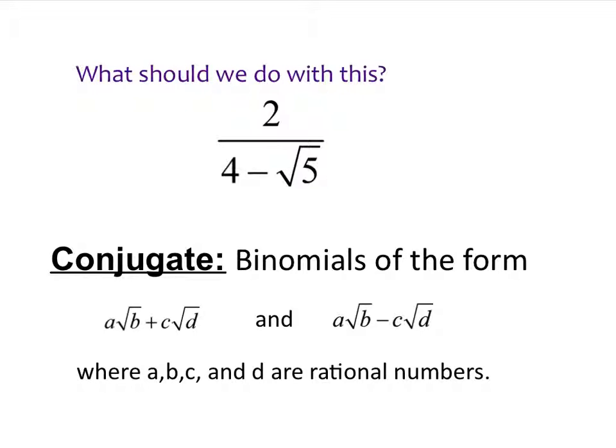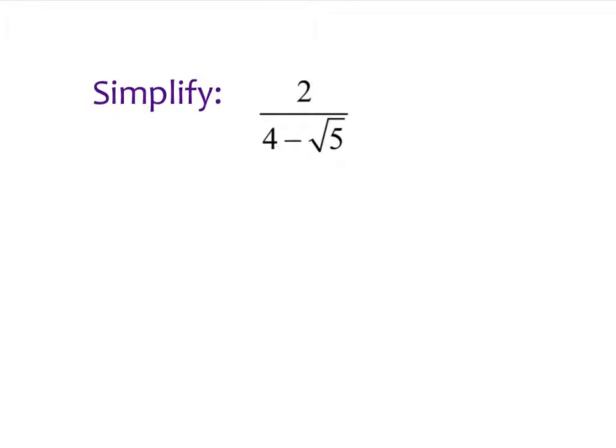All right, the last thing we are going to look at here is what's called a conjugate. So a conjugate means that we have a binomial in the denominator of the form a times the square root of b plus c times the square root of d, or a times the square root of b minus c times the square root of d, where a, b, c, and d are rational numbers.